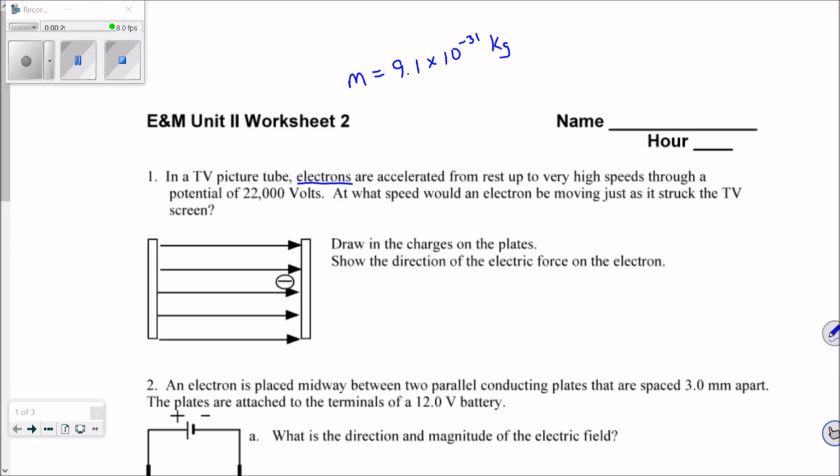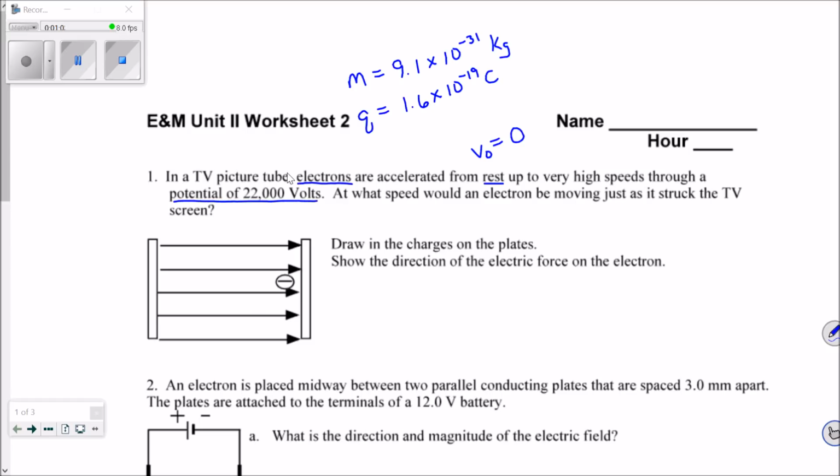In addition, I know the charge of an electron, also a given. I know that it's a negative. The charge is 1.6 times 10 to the negative 19th power. That's going to be a charge measured in coulombs. I mentioned that it's negative. I'm going to apply that fact when I decide which direction it's going to move. It says that it's at rest, so our initial velocity is going to be 0. It's going to be accelerated through a potential of 22,000 volts.